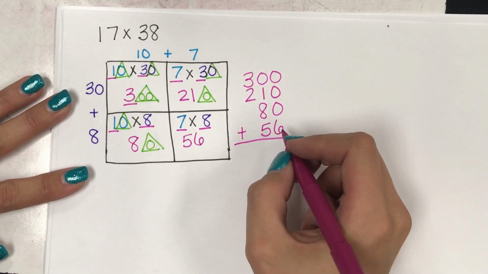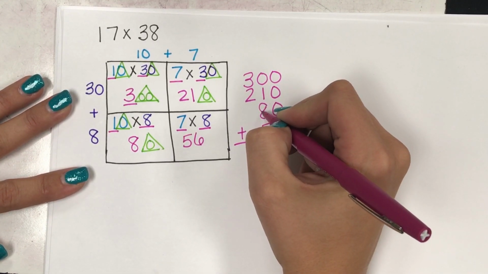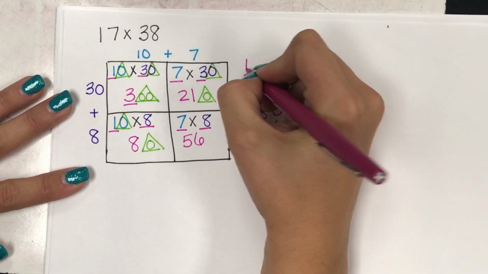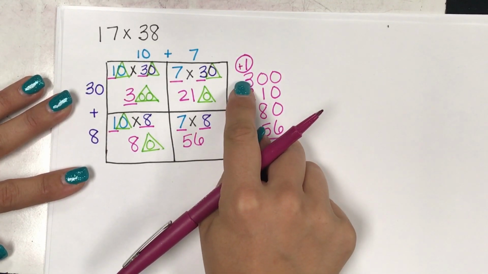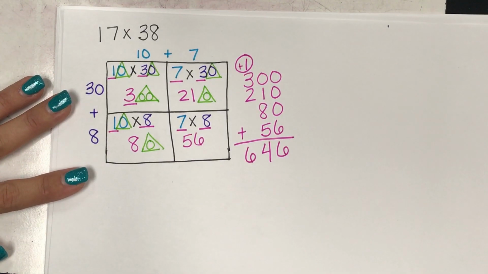0 plus 0 plus 0 plus 6 is 6. 8 plus 1 is 9. Plus 5 is 14. 1 plus 3 plus 2 is 6.